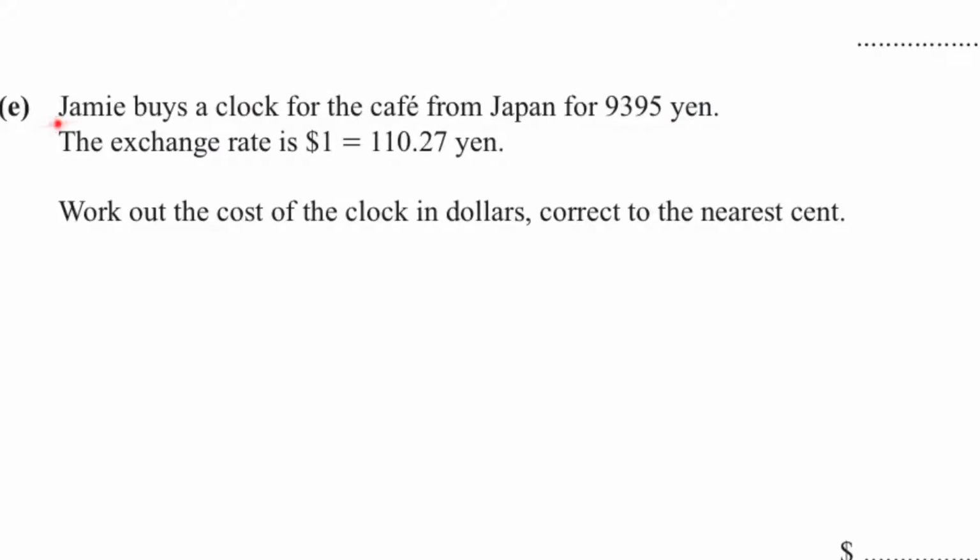In E, Jamie buys a clock for the cafe from Japan for 9,995 yen. The exchange rate is $1 is equal to 110.27 yen. Work out the cost of the clock in dollars correct to the nearest cent. The best way to work these questions is to write like this, dollars, and this is yen. When the rate is $1, you have 110.27 yen. Now, if it is 9,995 yen, how many dollars do we have?